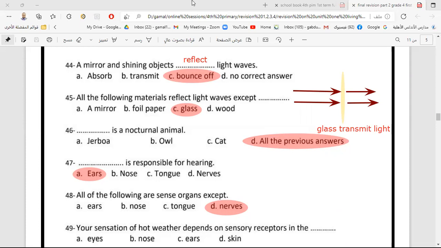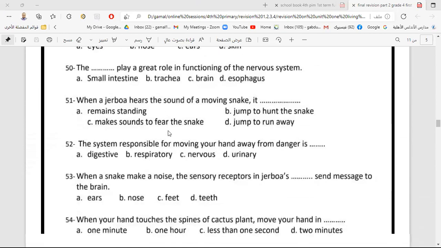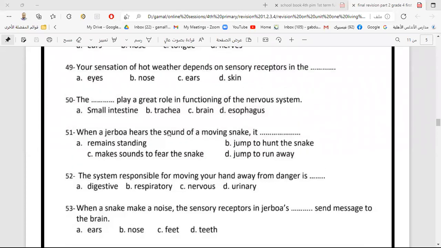Okay. Next. Number 50. Who will be number 50? 49. 49. Adam, go ahead, Adam. Yes. 49.